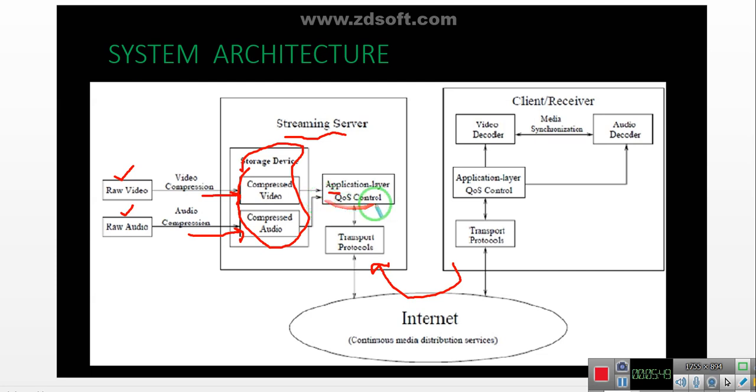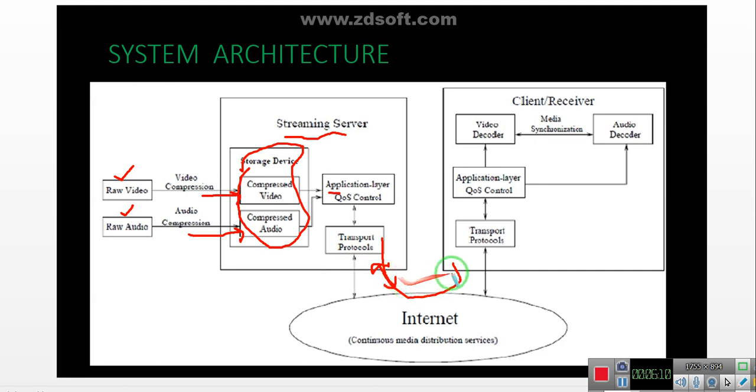So the application layer can work on your video to give you a full package of the best quality video. Then we have the transport protocols. What do they do? They just transfer your data. So through the transport protocol, your data will be transferred.